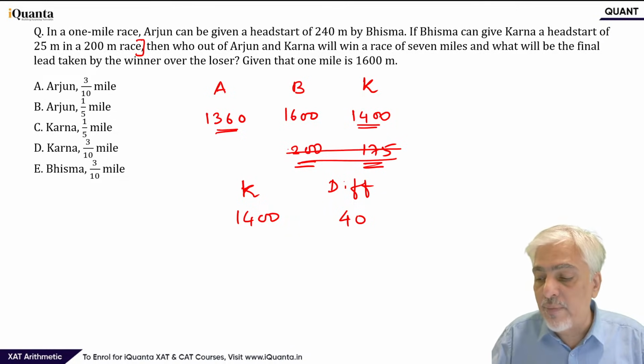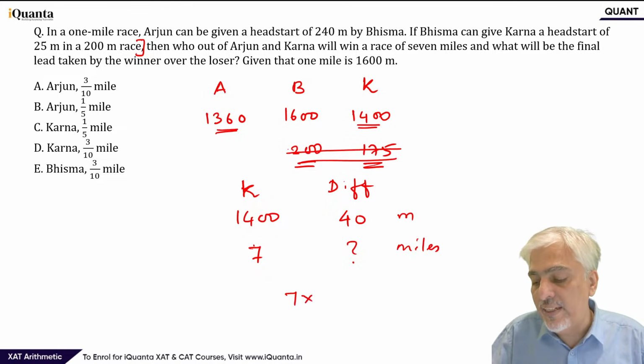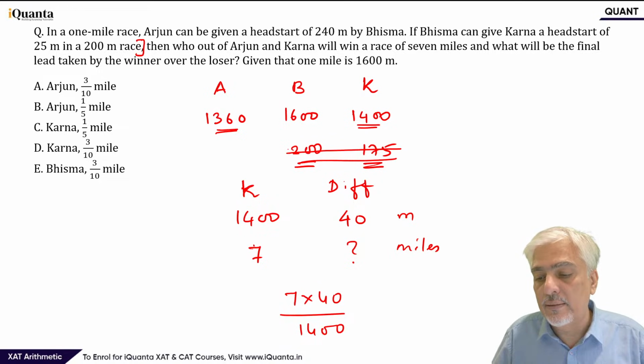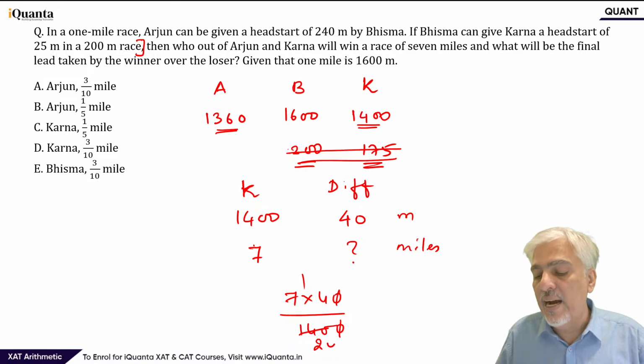When Karna will run 7 miles, how much will be the difference? This is in meters, this is in miles, it will not matter. 7 into 40 upon 1400 will be the answer. Cutting zeros, 7 ones are 7, 7 twos are 14, 7 fives are 35... The answer is 1 upon 5 miles.